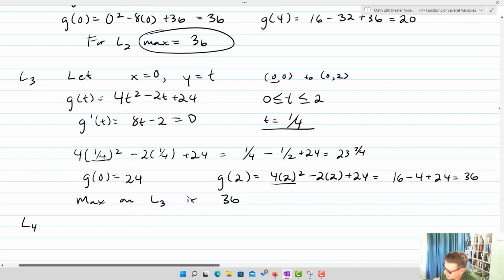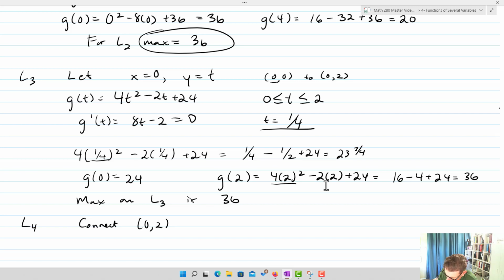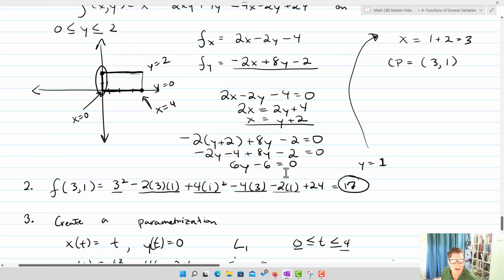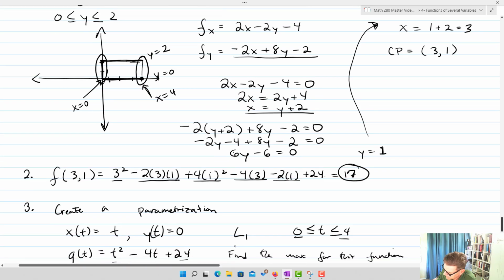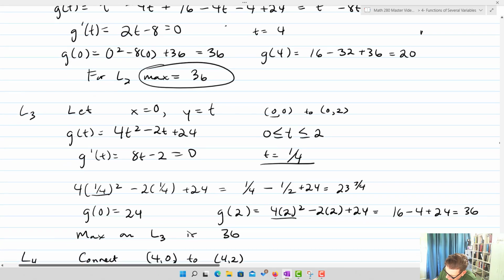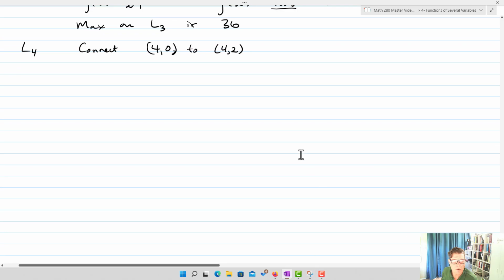Finally, we have L4. L4 is going to be a line segment. It connects 0, 0 to 0, 2. Okay? So actually, pardon me, not 0, 0 to 0, 2. Excuse me, that's not it. We're going to connect 4, 0 to 4, 2. Okay? And it's going to be this one, that boundary. And so now I've got to connect those two together.